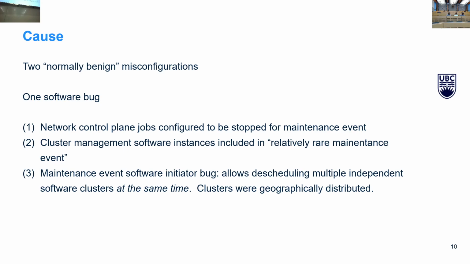You try to do smaller spot tests to check to see if the individual pieces work. But it's not the individual pieces that fail. It's when you put these things together that suddenly you have this interesting interaction that you never even imagined could happen. And then the maintenance event software initiator bug that allowed descheduling multiple independent software clusters at the same time. Oh, by the way, the clusters were geographically distributed. So we built geographical distribution so that a single outage of a single data center wouldn't take everything down. And we did it ourselves. Oh, gee, I have 2 feet. Let me use 2 guns to shoot at the same time through both of them. Boom.